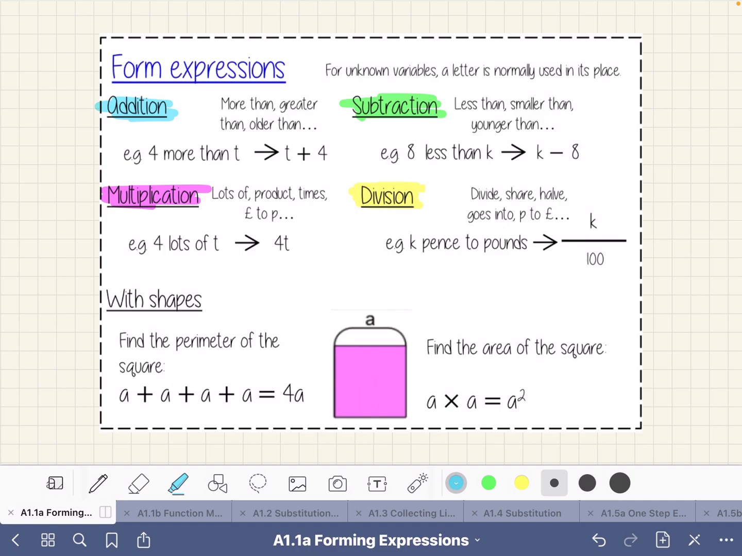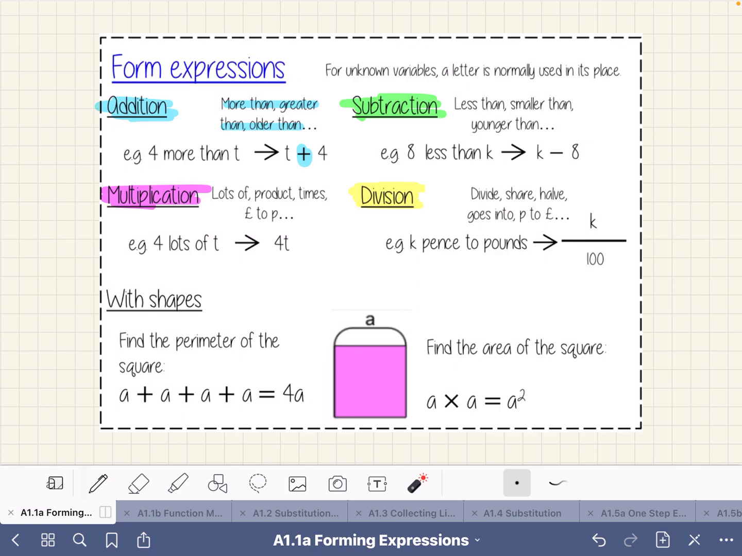Words such as more than, greater than, older than, all suggest that something is increasing in value. Therefore, it is replaced with the addition sign. The first thing I would suggest you write down when you are looking to form expressions is the letter that is being given to you to use. In this case, for more than T, T is written down first. More than suggests add. And we're looking for more than, so therefore we end up with T plus 4 as our final answer for the expression.